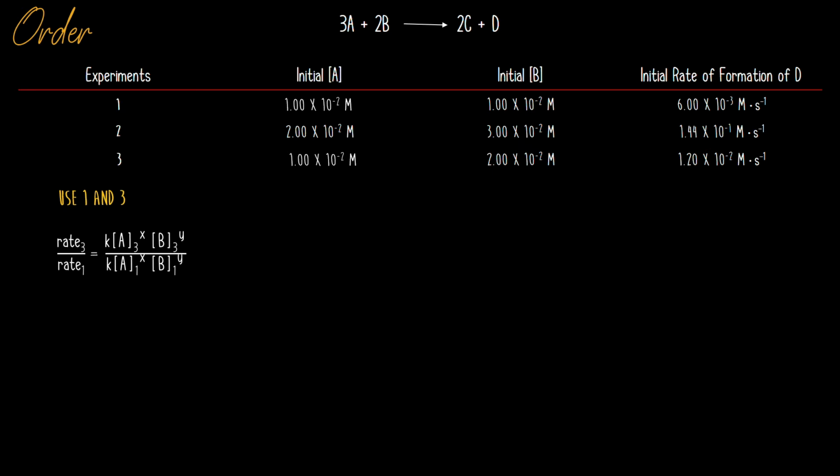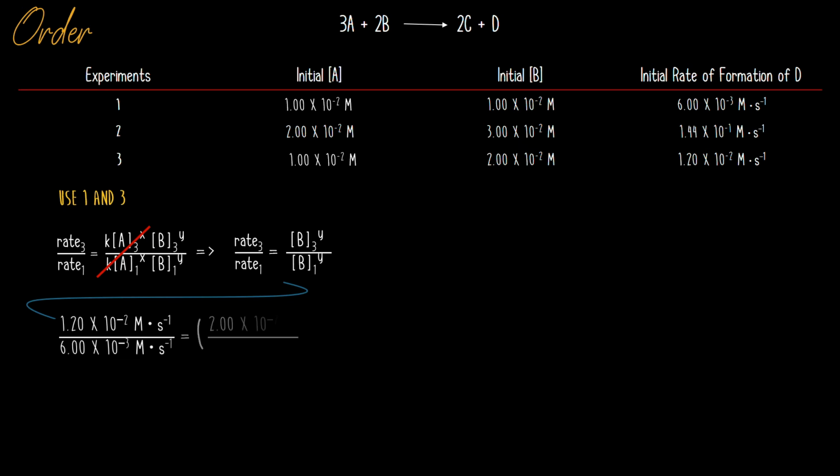Since the k is constant and the concentration of A on the third experiment and the concentration of A on the first experiment are the same, we remove them from the equation. So, we get rate 3 over rate 1 is equal to B3^y over B1^y, which, substituting the values, leads us to 2 is equal to 2 raised to y. From this, we can solve that y is equal to 1.